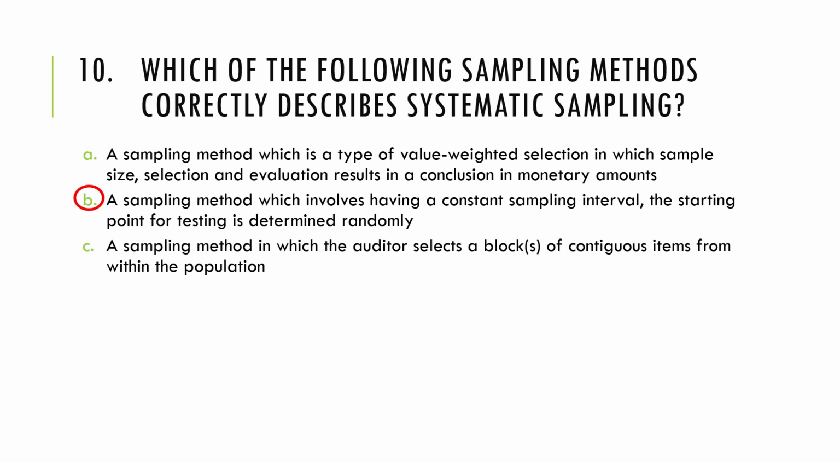On the other hand, when we talk about letter C, a sampling method in which the auditor selects blocks of contiguous items from within the population. Again, contiguous means it's in a sequence. So letter C is block selection. So the correct answer to number 10 is bravo.